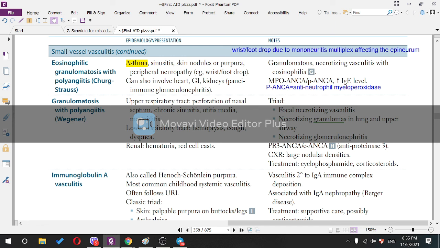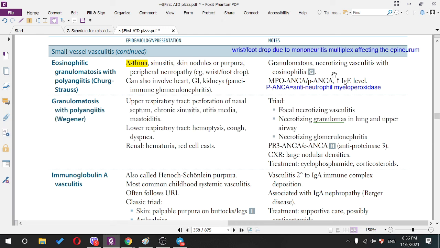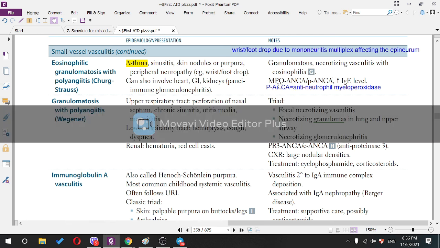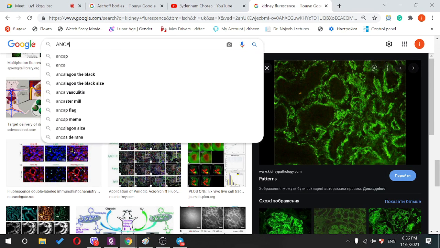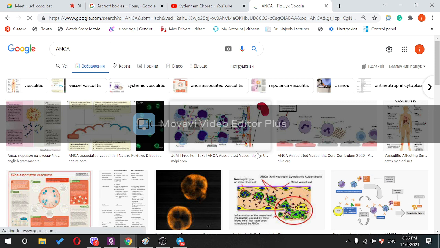So be careful. Imagine going to the exam, knowing Wegener, Churg-Strauss, and you go to the exam and don't find these names. You will get messed up. So you must know that Churg-Strauss is associated with MPO-ANCA, or P-ANCA. You are like, what is ANCA? It's anti-neutrophil cytoplasmic antibodies. We have two types of them, P-ANCA and C-ANCA.